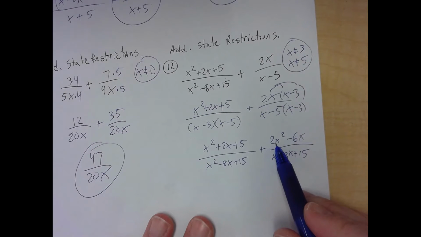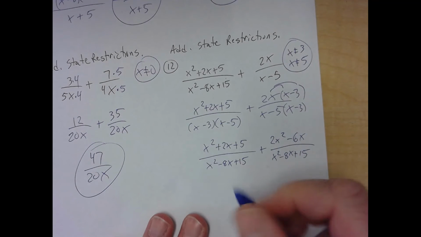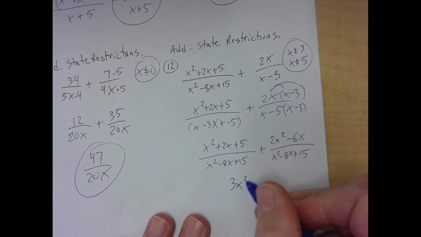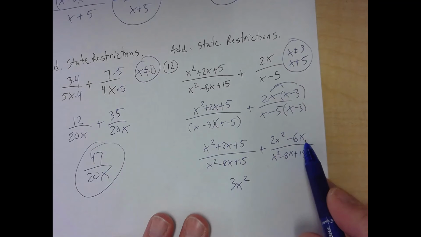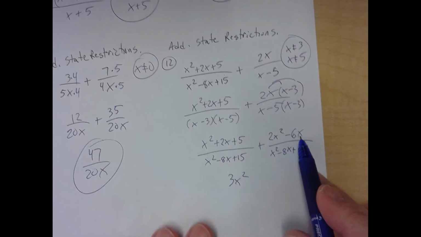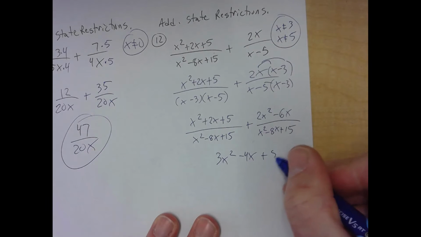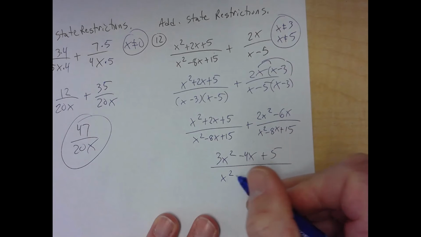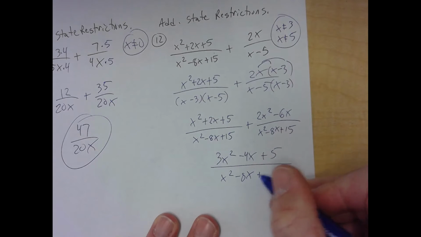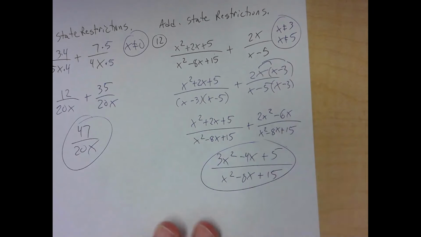I have 2x squareds here and 1 there, so I have 3x squared. I have 2x's minus 6x's. 2 minus 6 is negative 4. And then the 5 has no partner, so it's 5 over x squared minus 8x plus 15. Ba-boom. Okay, now we're going to subtract.